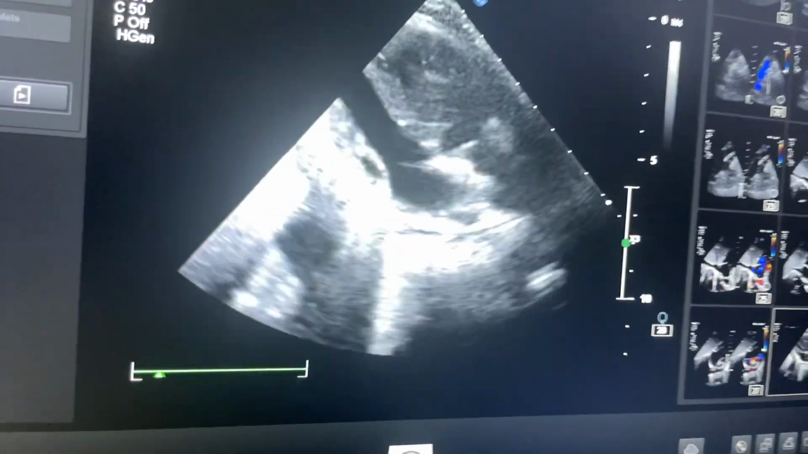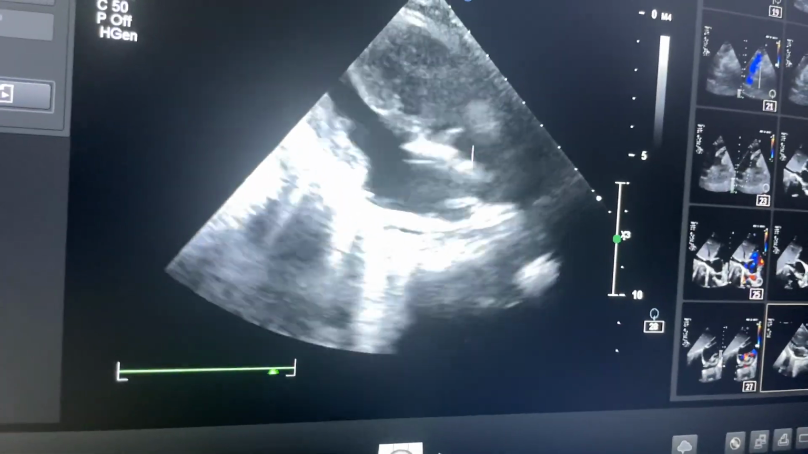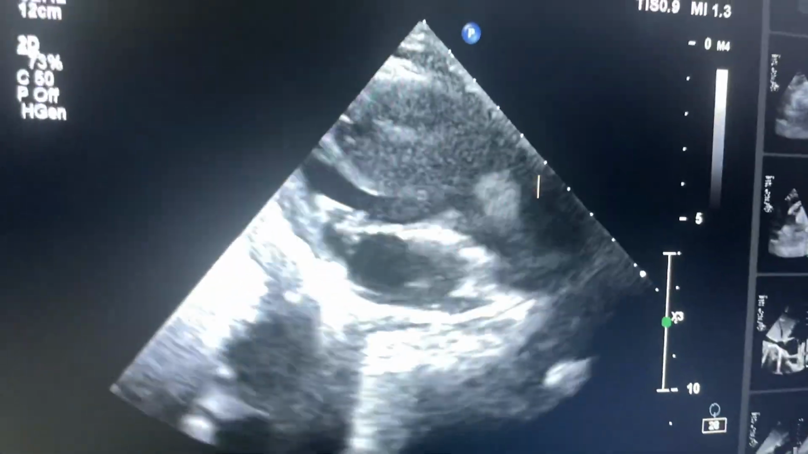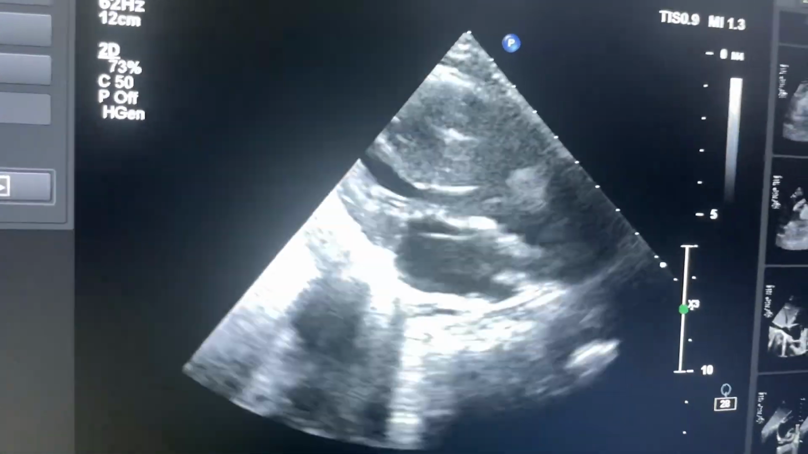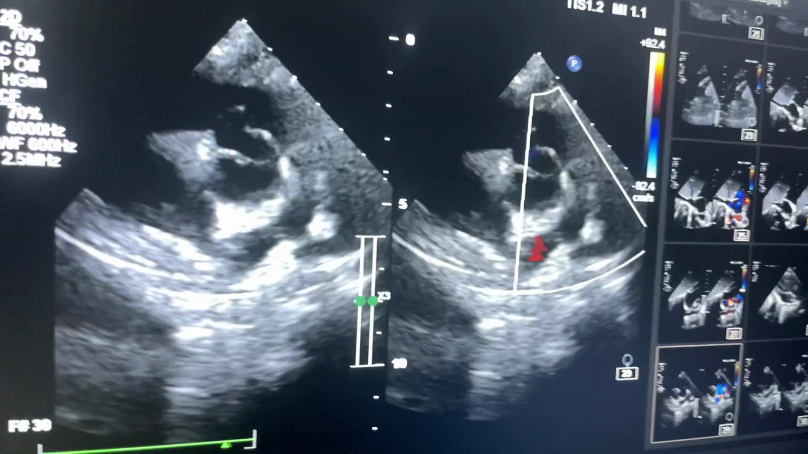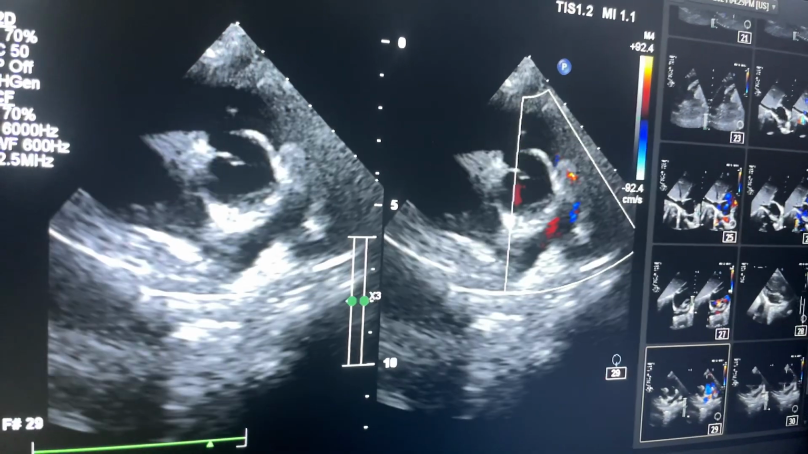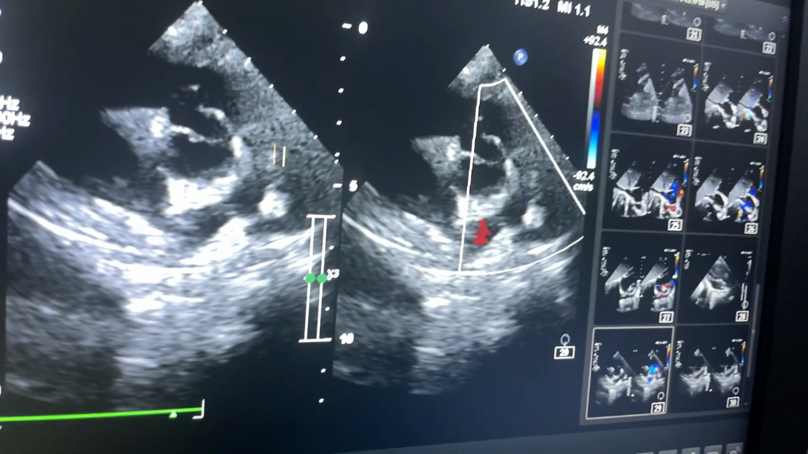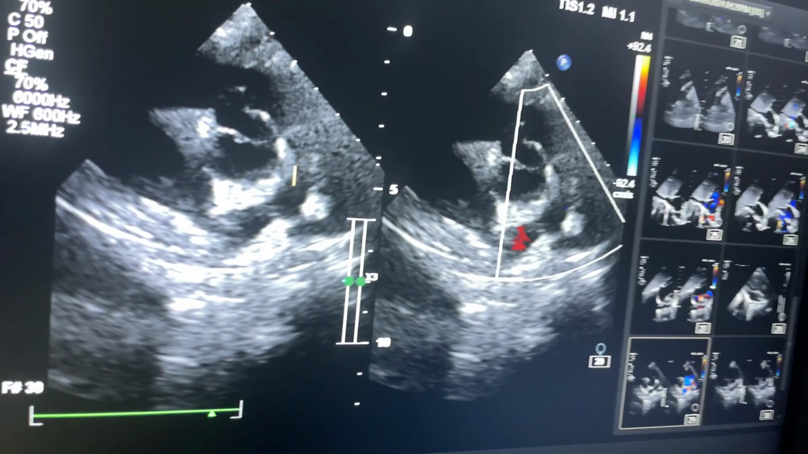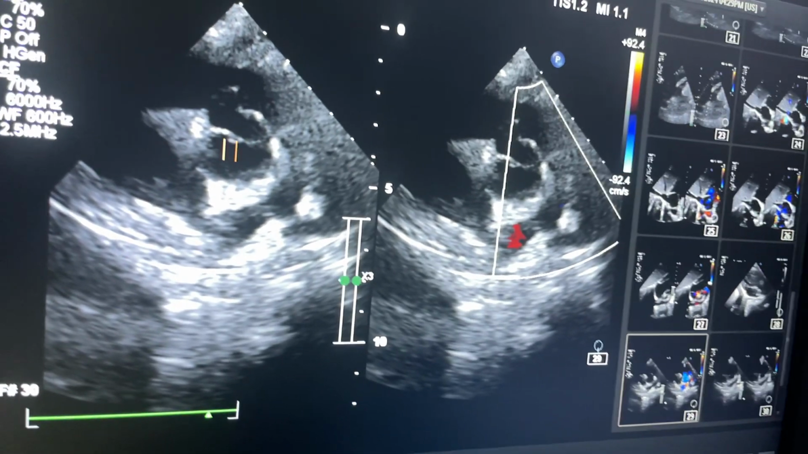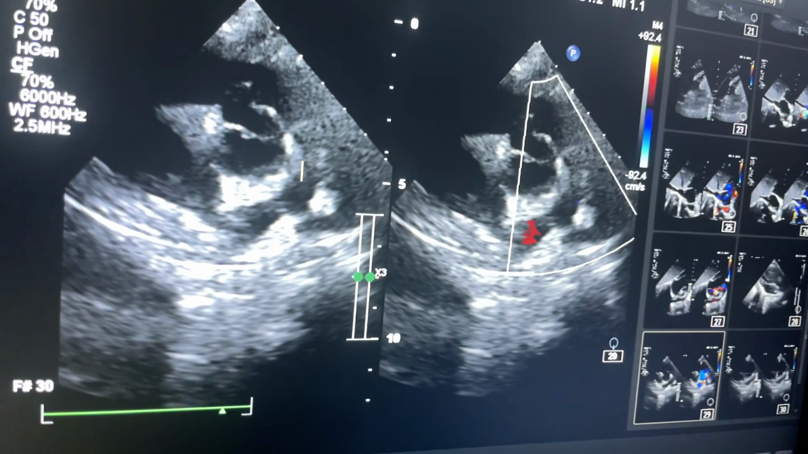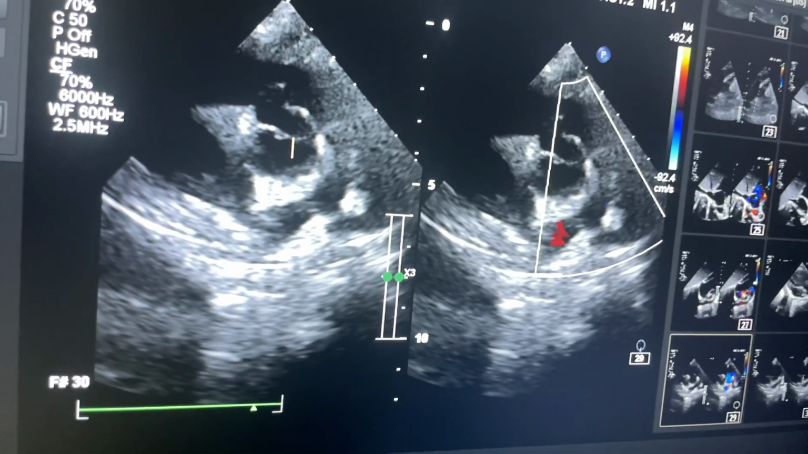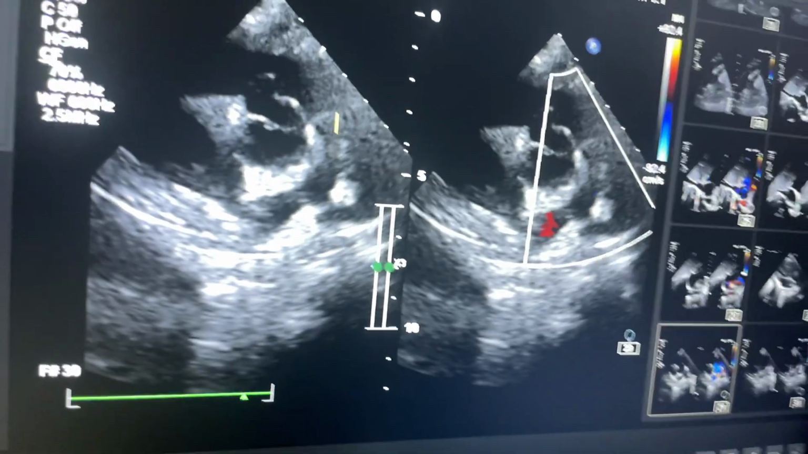Now you can clearly see this is the aorta coming mainly from right ventricle, and this is pulmonary artery. So aorta and pulmonary artery are normally related. That means if you see the long portion of pulmonary artery, then that will be the short portion of aorta. One is in the long form, another will be in the short form.